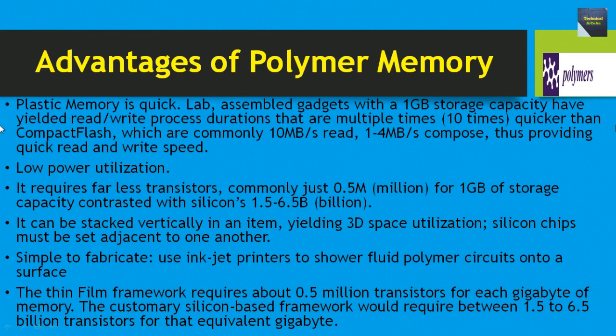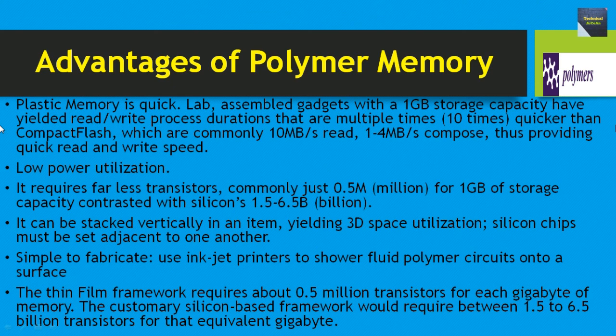Now we talk about advantages of polymer memory. Plastic memory is quick. Lab assembled gadgets with a 1 GB storage capacity have yielded read or write durations that are near about 10 times quicker than compact flash, which is commonly 10 MB per second read and 1 to 4 MB per second write, thus providing quick read and write speed.